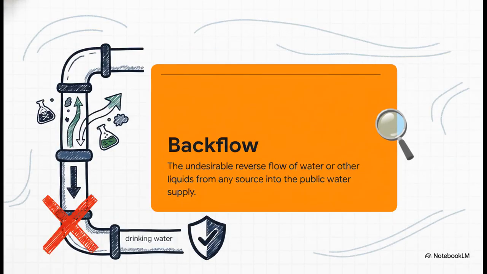So when water decides to flow the wrong way through that cross-connection we just talked about, that's backflow. It's when those nasty boiler chemicals get pulled or pushed back into the pipes that lead to the drinking fountain. This is the exact hazard we're trying to prevent.